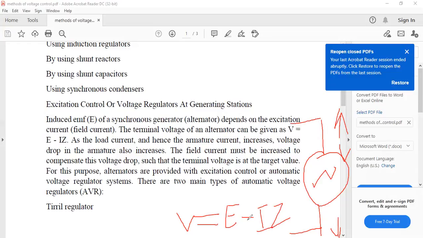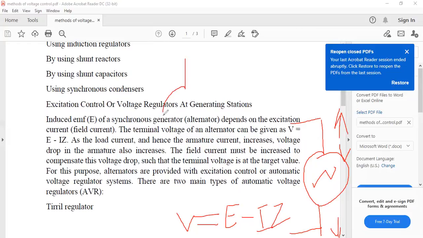As the load current goes on increasing, the armature current is also increasing, which leads to a voltage drop in the armature itself. If the voltage drop is more, there is a huge difference between the terminal voltage and the induced EMF. Whatever EMF is induced will not appear at the terminals.